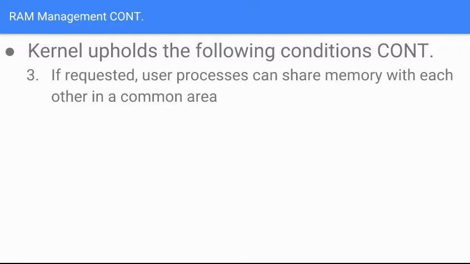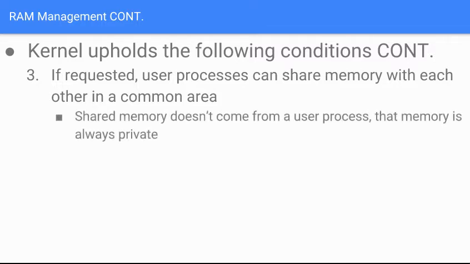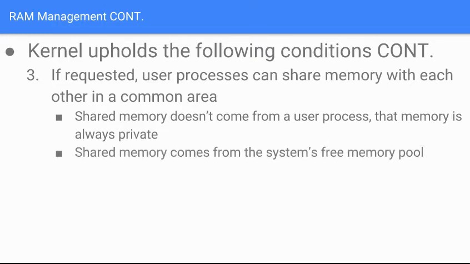So let's look at a couple more conditions that the kernel upholds. If requested, user processes can share memory with each other in a common area. Shared memory doesn't come from a user process. That memory is always private. Shared memory comes from the system's free memory pool.